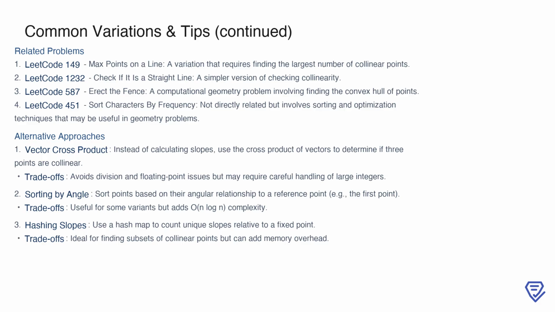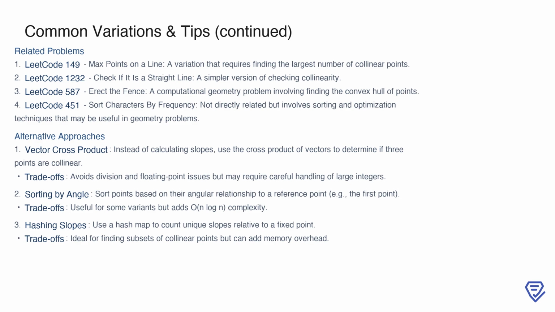This problem shares connections with a few other computational geometry challenges. For instance, LeetCode 149, max points on a line, involves finding the largest number of collinear points, making it a more complex variation. LeetCode 1232, the problem at hand, is a simpler version focused solely on checking collinearity. Another related problem, LeetCode 587, erect the fence, involves finding the convex hull of points, which is a fundamental concept in computational geometry. While not directly related, LeetCode 451, sort characters by frequency, can provide useful insights into sorting and optimization techniques that might be helpful for tackling geometry problems.